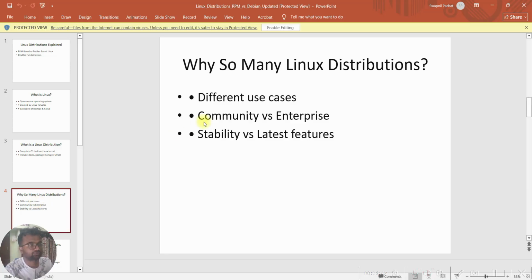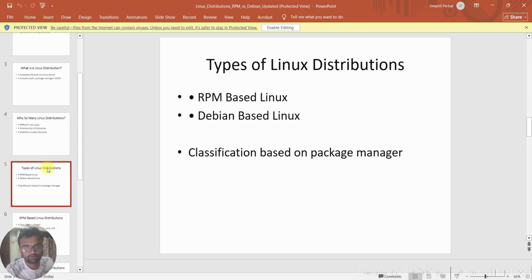Why so many Linux distributions? You might be wondering why there are so many Linux distributions. The reason is that different users have different needs. Some distributions focus on enterprise stability, while others focus on ease of use or the latest features. Okay, so let's go to the next slide.